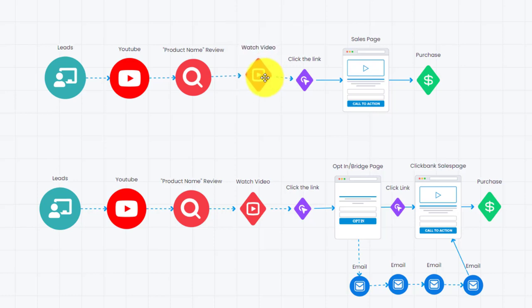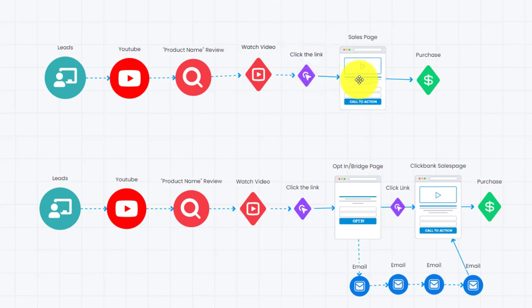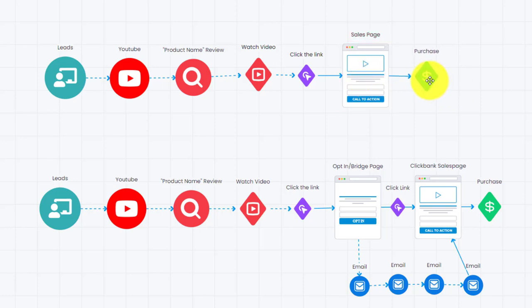What they would do is they would watch that video, and in the description of that video, you would have a link that is the one that I showed you over on Clickbank, and that link would go to the sales page, and then if they were interested, they would make the purchase. This is the most simple way that you can actually set up a funnel to promote Clickbank products on YouTube.